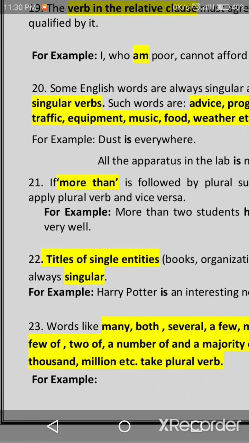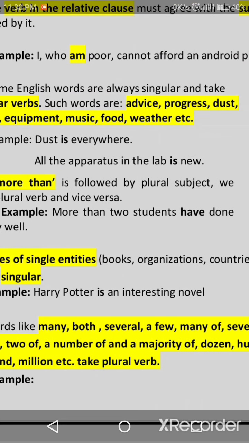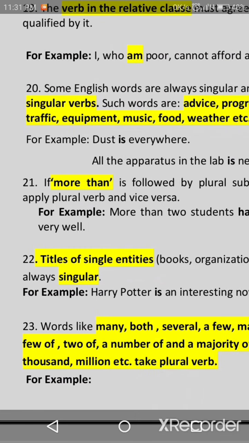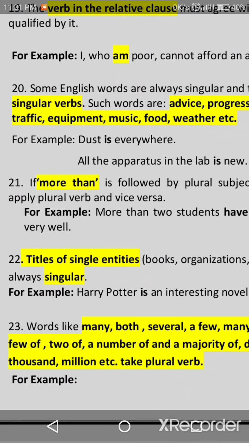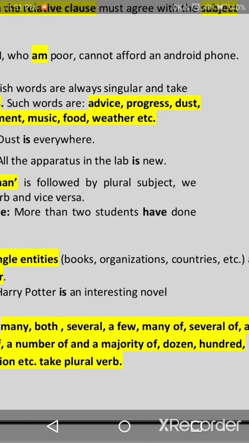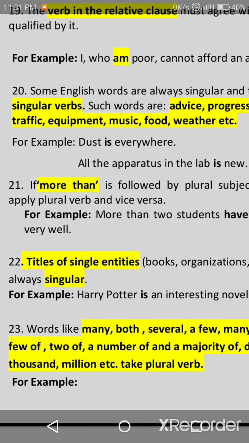Now rule number 21. If more than is followed by plural subject, we use plural verb. If a plural subject comes after more than, then we will take a plural verb. For example, more than 2 students. Now more than came, then 2 students. Plural verb came: have done very well.